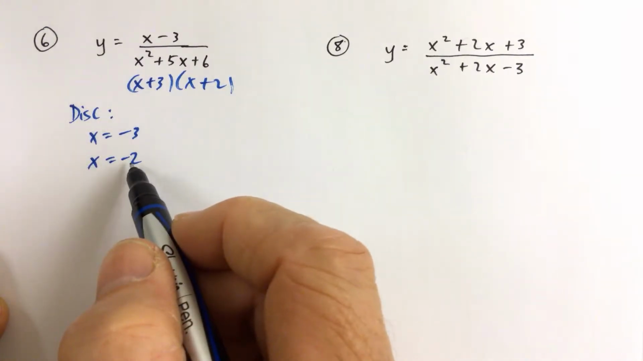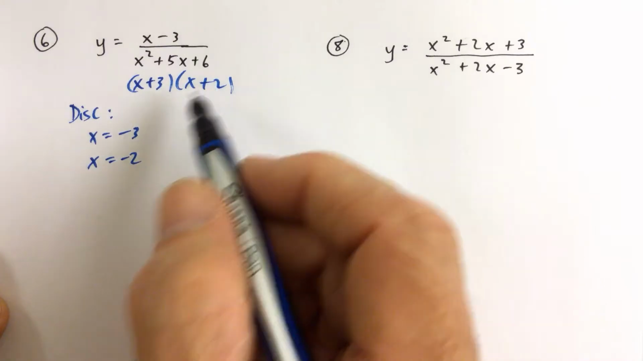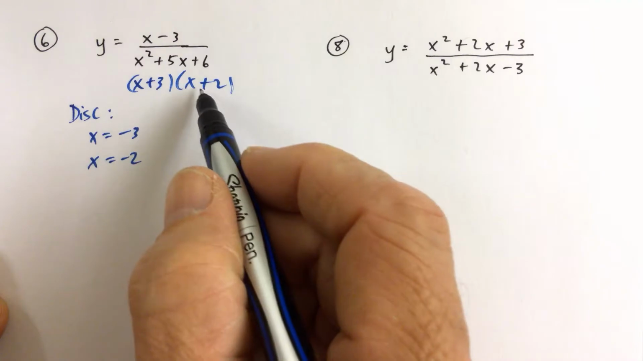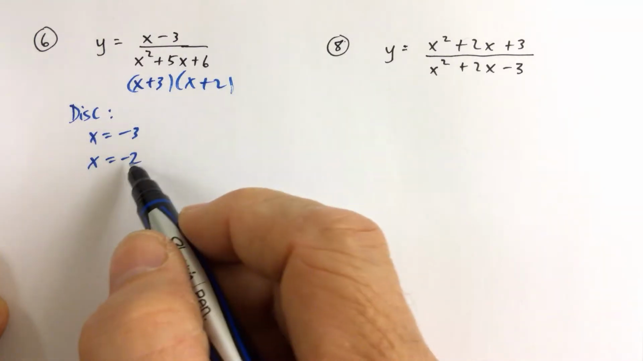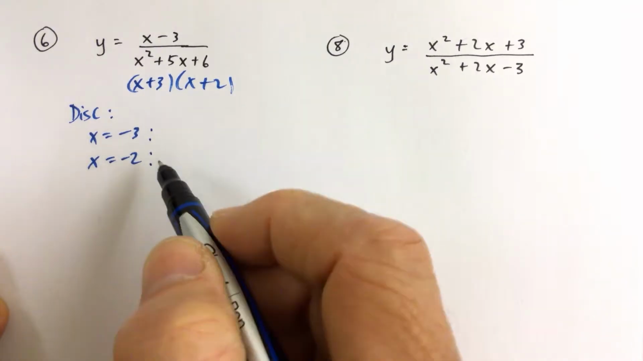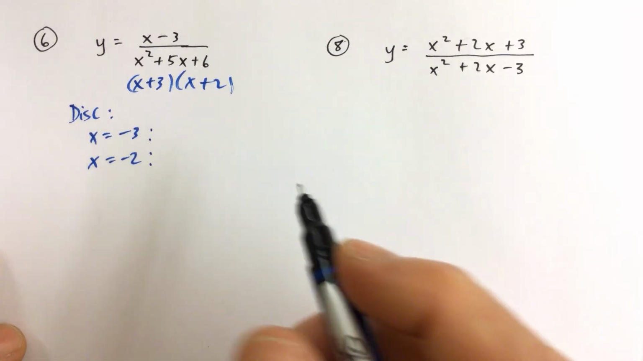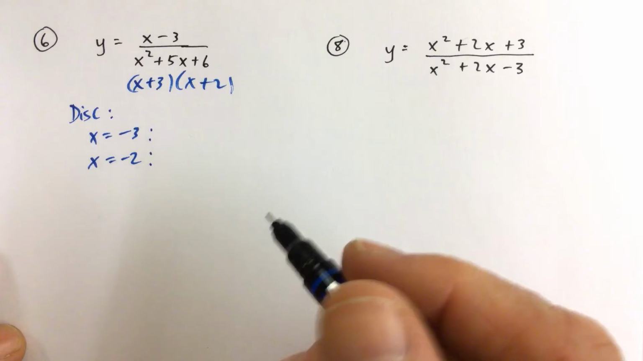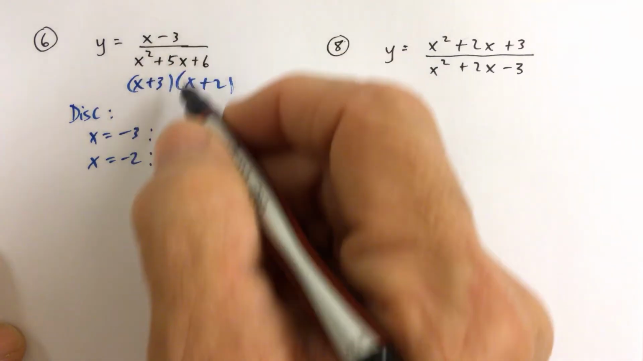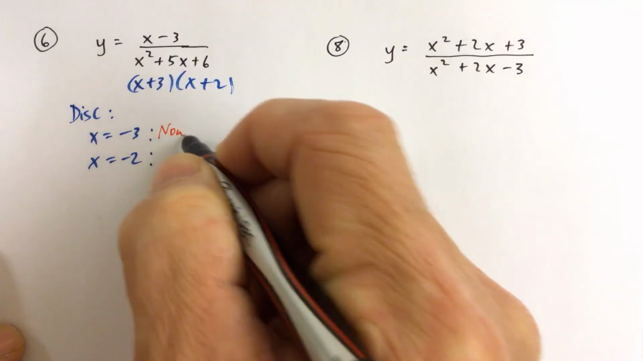These are the two real numbers that make these factors equal to 0. -3 makes the first factor equal to 0, and -2 makes the second factor equal to 0, because -2 plus 2 is 0, -3 plus 3 is 0. So since these are the discontinuities, the question is, are they removable or are they non-removable? Well, this is a review from numbers 2 and 4. Since we can't cancel any of these factors, they are non-removable.